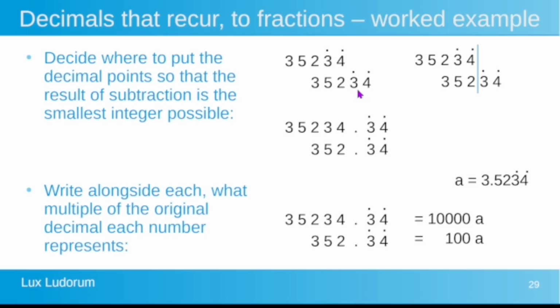Once you've got to there, you decide where you're going to put the decimal points so that the result of the subtraction is the smallest integer possible. So I'm thinking I want it here, where this blue line has been drawn, and therefore writing that out gives me this. Now what I've done is, instead of putting the recurring dots over this 3, 4, I've added the missing, or the first repeated 3, 4 and put the dots over those.